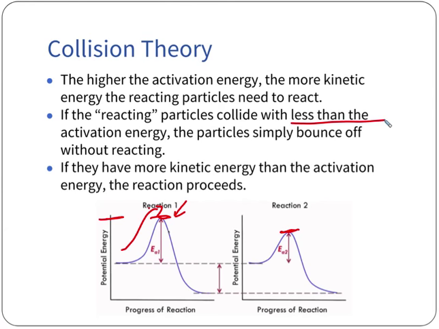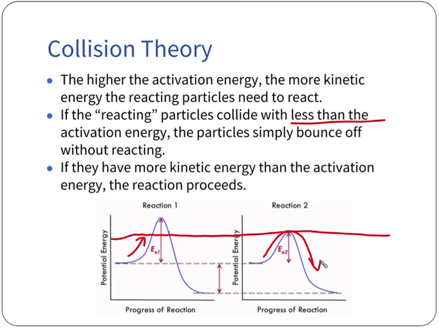But if they have more kinetic energy than the activation energy, the reaction proceeds. It's going to go ahead and form its products down here. So if you had a situation where your particles had an energy like this, then they would not be able to react in reaction 1, but they would just barely be able to react in reaction 2, because for reaction 1 it takes a lot more energy to break the bonds. Reaction 2 doesn't take as much energy, and that's why its activation energy is lower. And so that reaction only proceeds if they have enough kinetic energy.